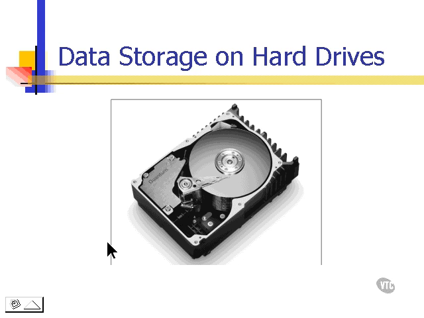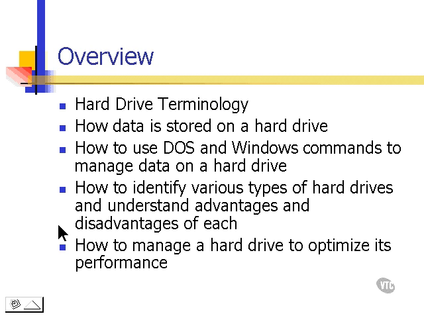Now we're going to switch gears and talk about data storage on hard drives. Let's look at an overview of what we're going to cover. First, we're going to talk about the terminology of hard drives, the different components that make up a hard drive and how they function. Then we'll take a look at how data is stored on a hard drive. Then we'll look at how to use DOS and Windows commands to manage data on a hard drive.